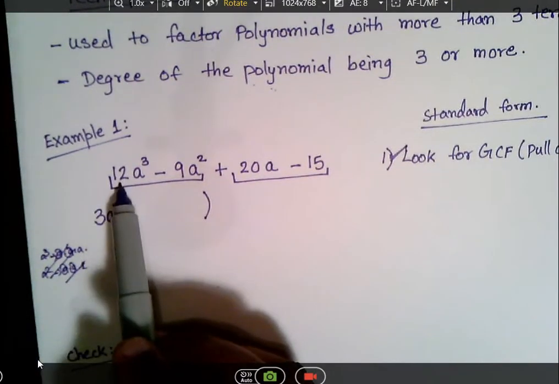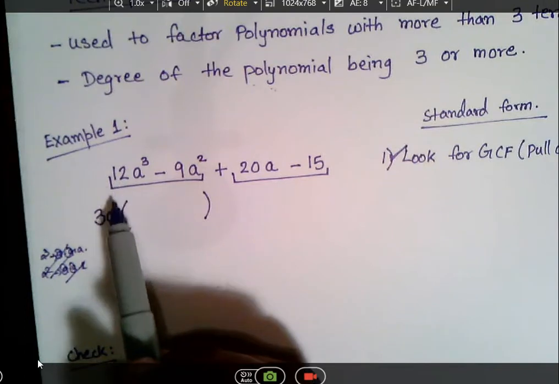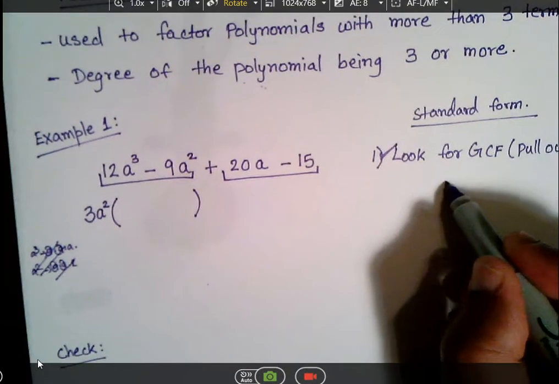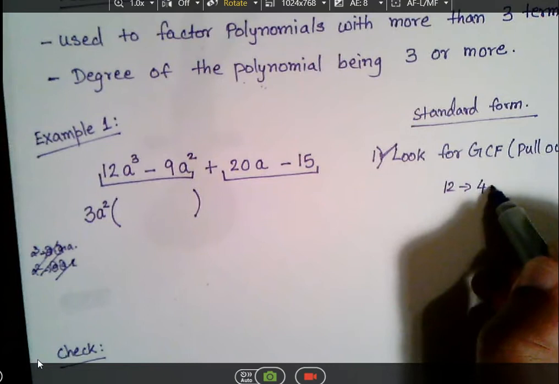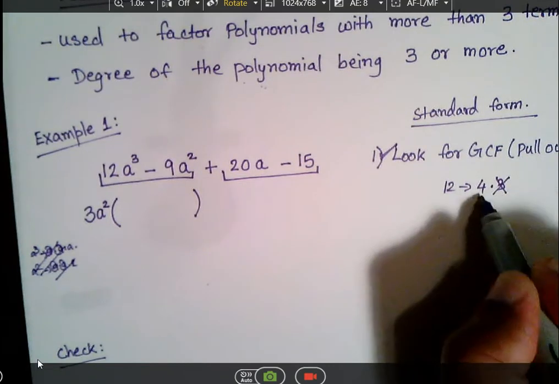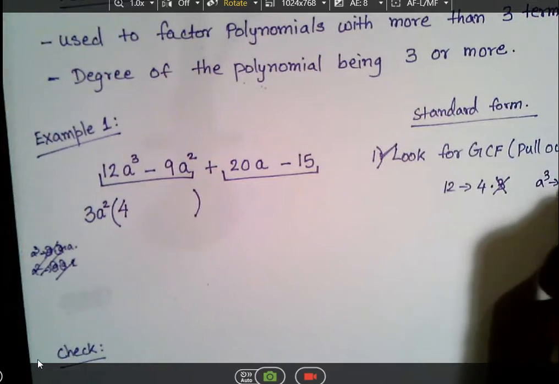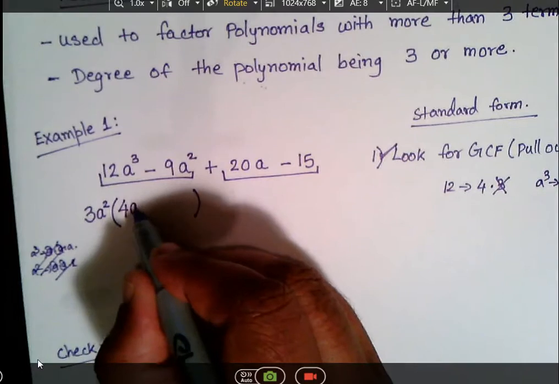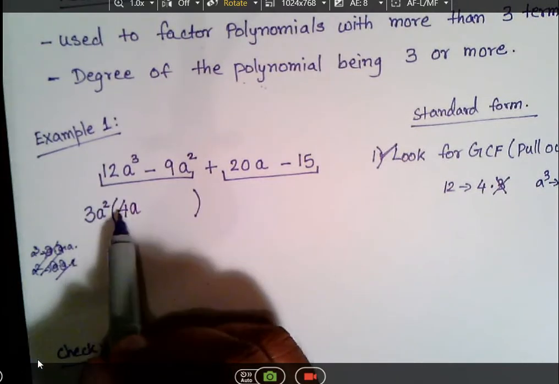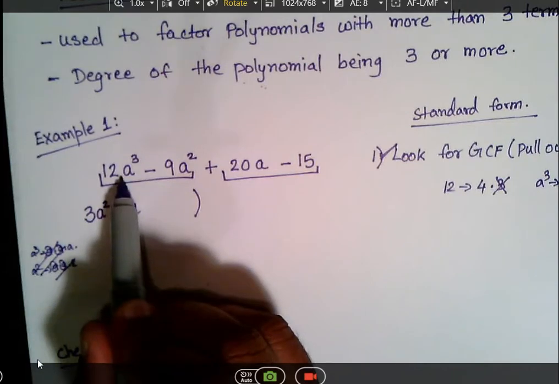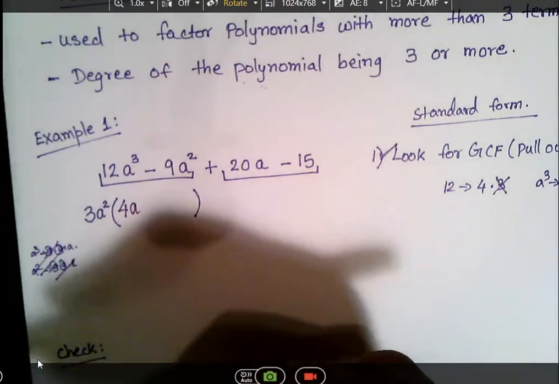When I pull out a factor of 3 from 12, 12 is 4 times 3, so what's left is a 4. Out of the a cubed, I already pulled out an a squared, and what's left is an a. So of the first term, I have 4a left. 3a squared times 4a is going to give me that 12a cubed. I'm reversing the process, right?